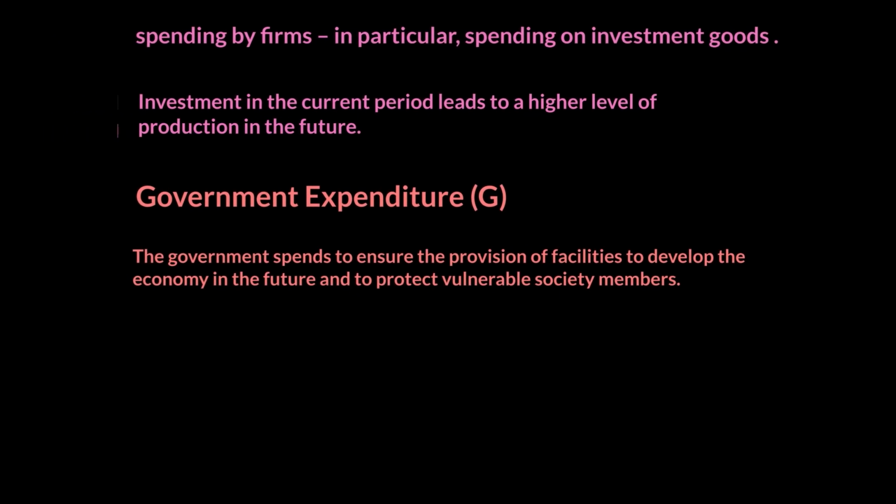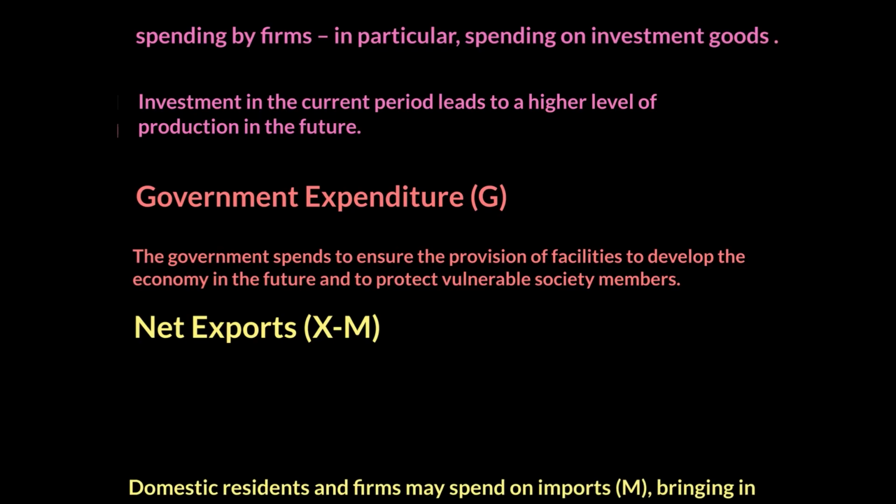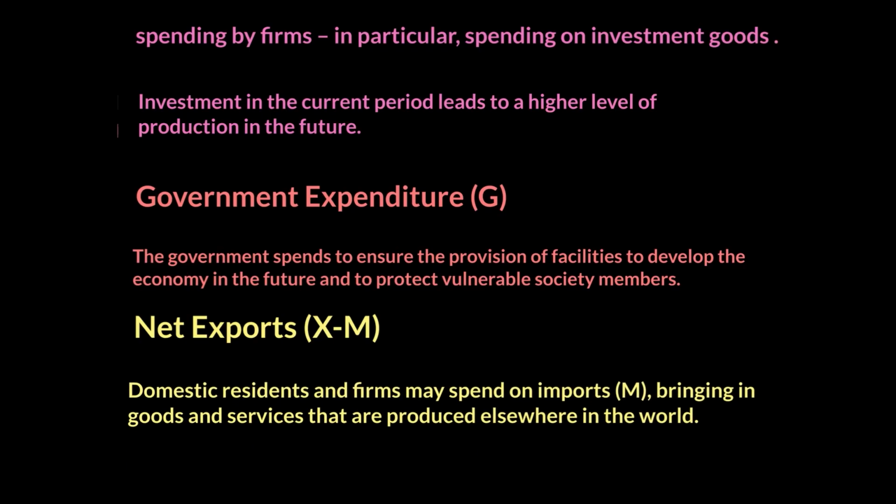Lastly, we talk about something called net exports. Net exports basically consists of two things. One is all the domestic residents and firms spending on imported goods, which are goods and services coming into the country. Now we subtract that from our equation. Why? Because this is demand which is not for domestic goods but for foreign goods.